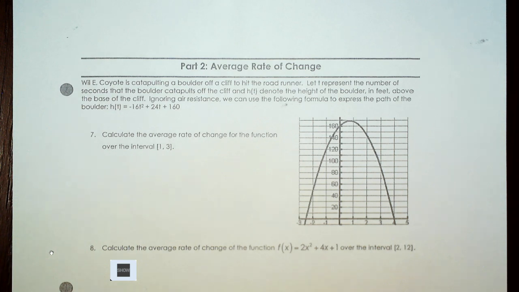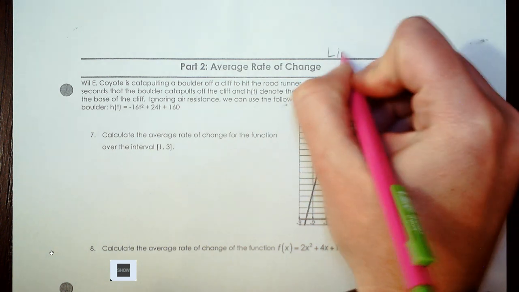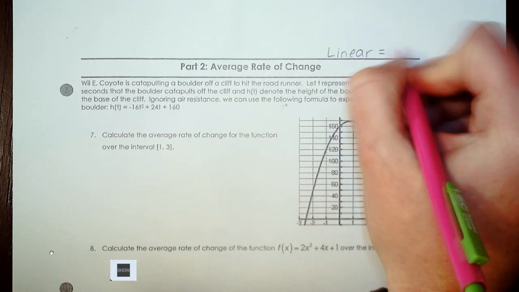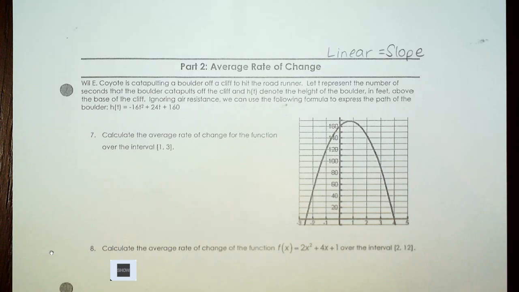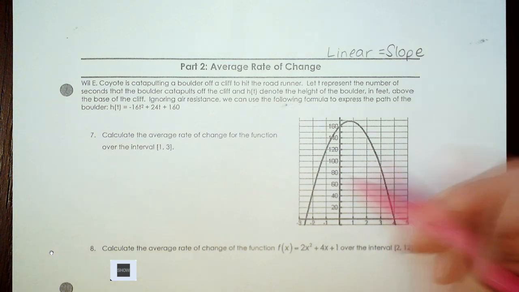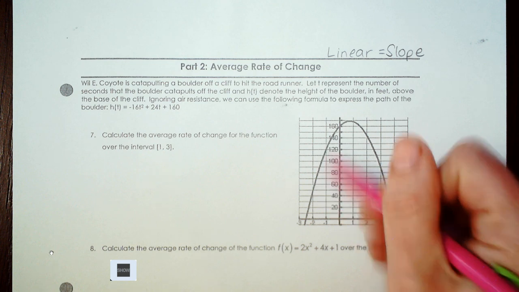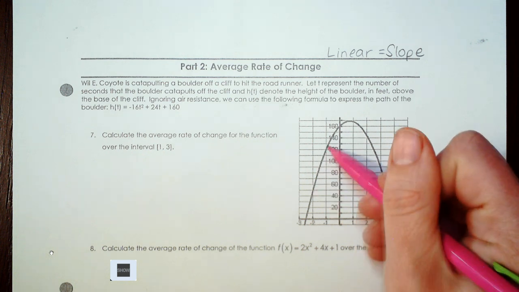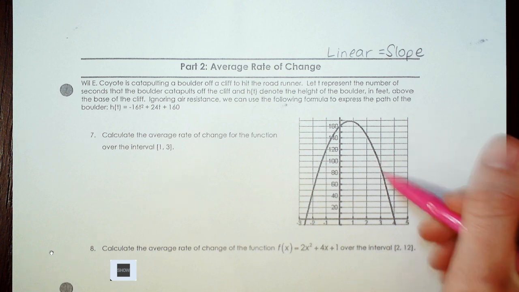The second part of today is average rate of change, which when we did linear functions, this was called slope. So it's very similar. The reason it's not called slope anymore is because, like on this example, from here to here, you have a positive slope. It's going up. But then over here on this side, from here to here, it's going down.